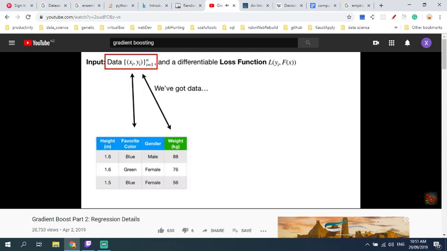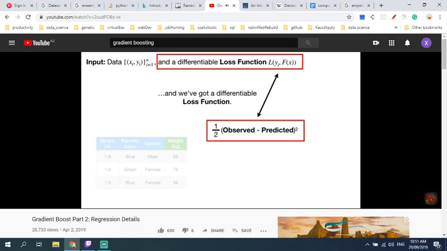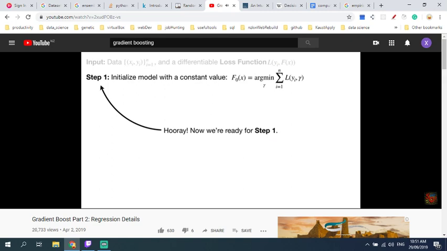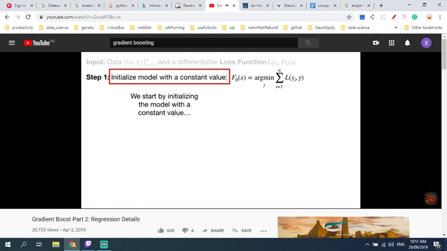We've got data, and we've got a differentiable loss function. Note, there are other loss functions to choose from, but this is the most popular one for regression. Hooray! Now we're ready for step 1. We start by initializing the model with a constant value.